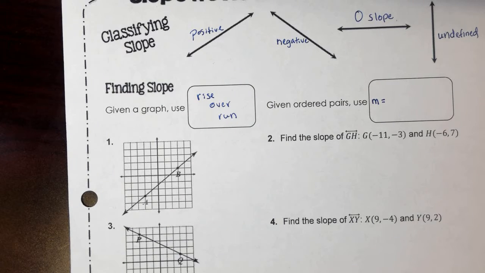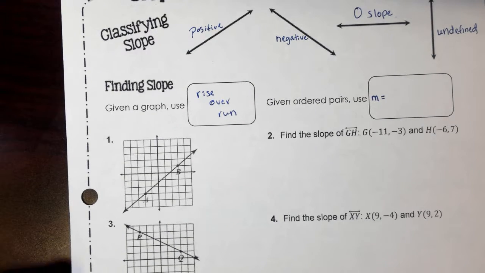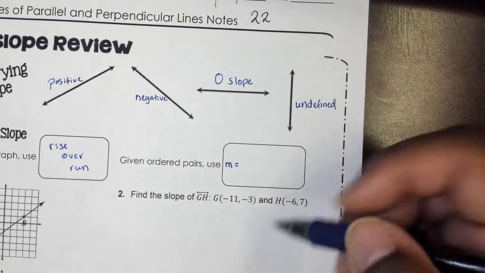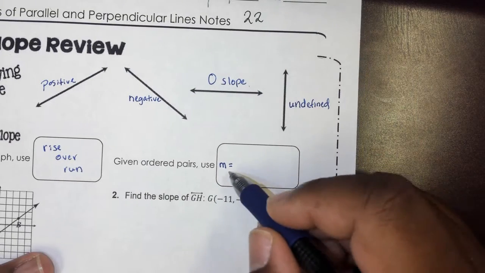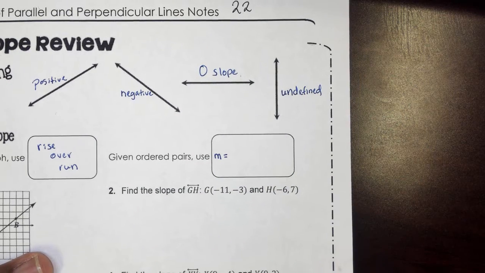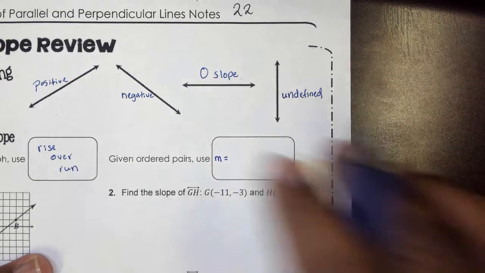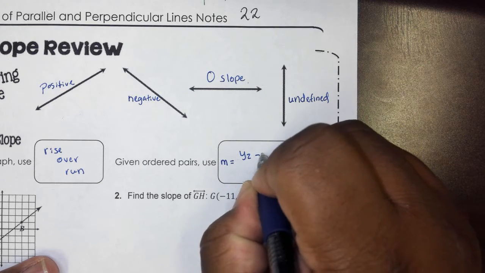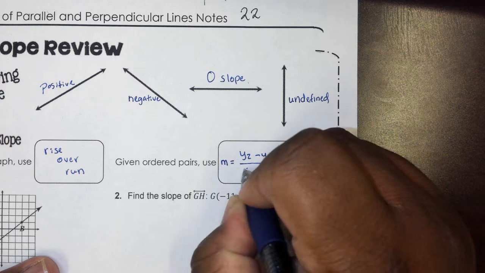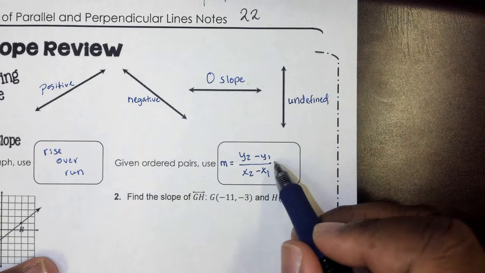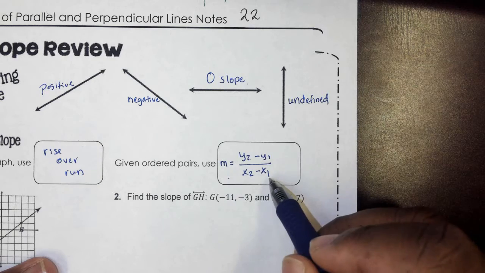Given a graph, you use rise over run to find your slope. Given the ordered pairs, you use the slope formula. This is lowercase m, not to be confused with capital M, which is midpoint. Lowercase m equals y2 minus y1 over x2 minus x1. All this is saying is the change in y over the change in x.